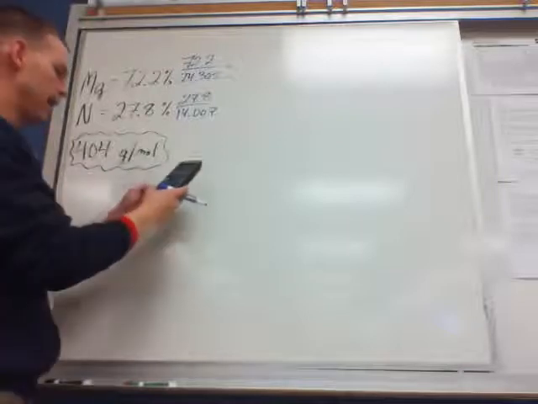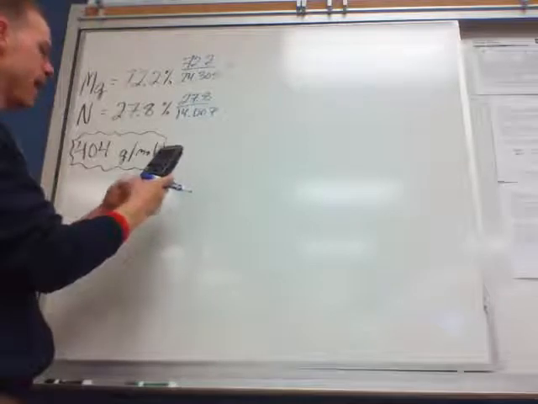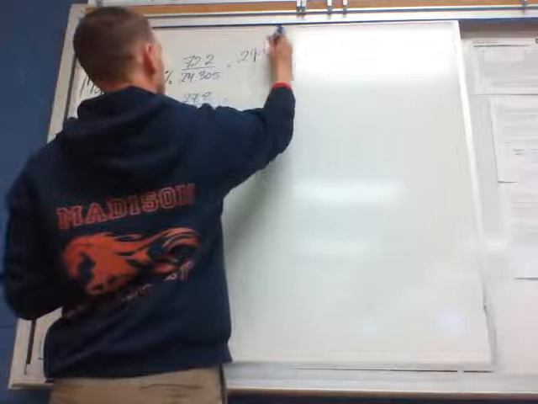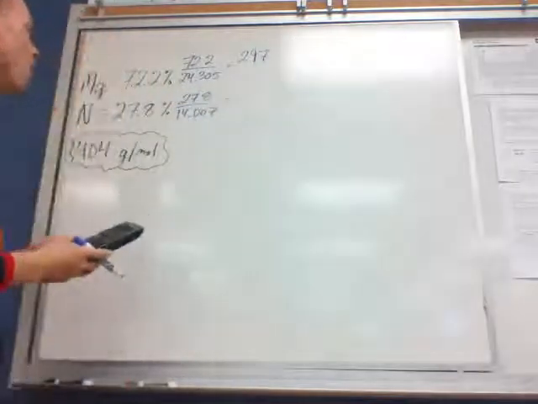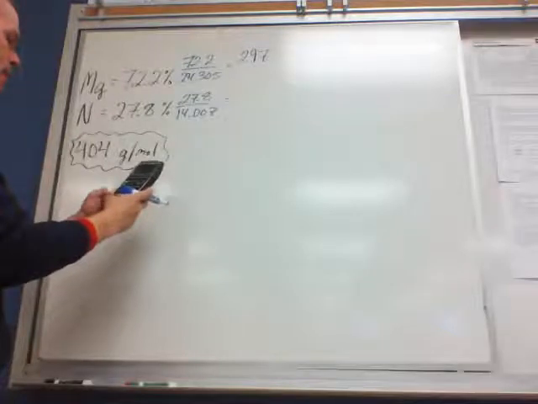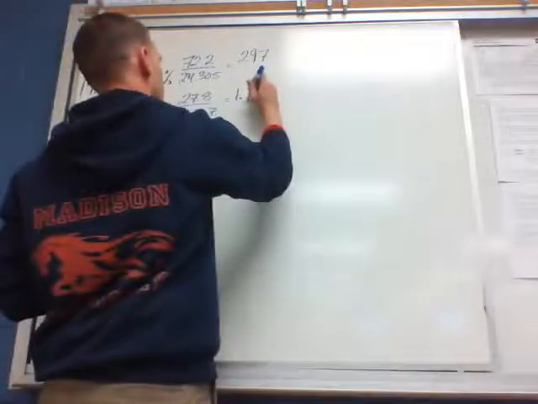And we've got some values we can get here. 72.2 divided by 24.305, I get 2.97. For nitrogen, 27.8 divided by 14.007, I get 1.98.